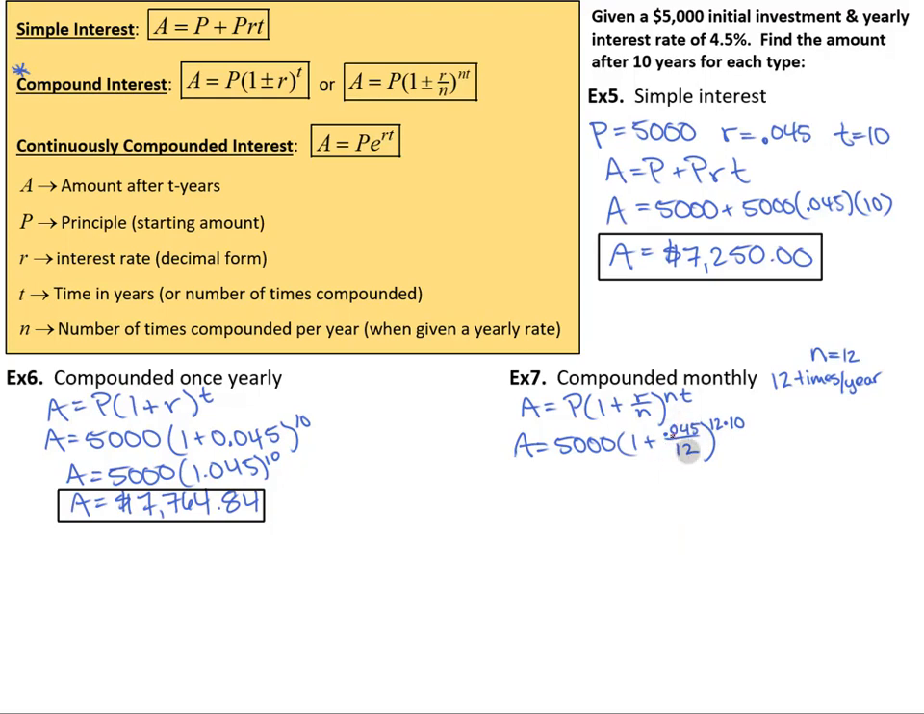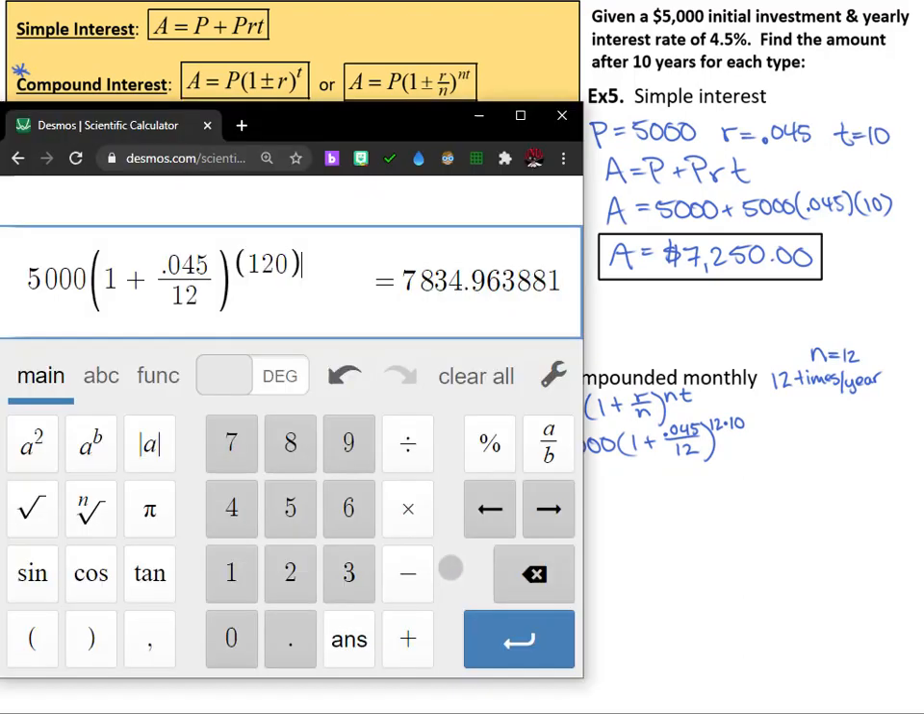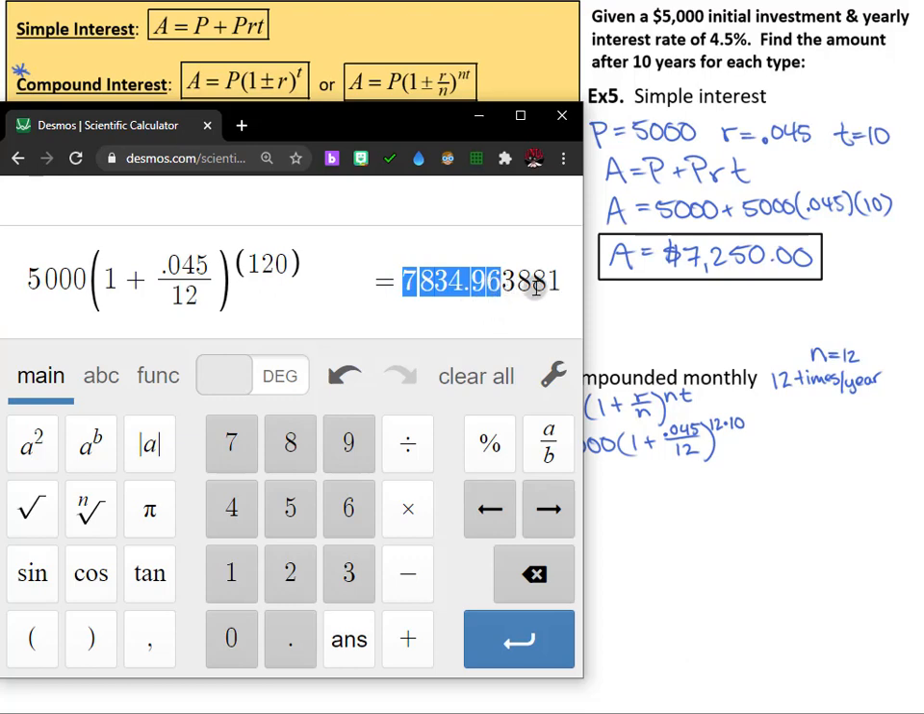So yes, you could calculate this decimal here and add 1 to it. I'm just going to go ahead and plug it in like this. Okay, here we are plugged in. Now, Desmos is a little finicky about keeping you in the exponent here. So you can either put parentheses and write 12 times 10, or you can just raise it to the 120th power without parentheses. But make sure your exponent does end up being equal to 120. So here's our value. We're a little bit more. If you notice, $7,834, and again, 96 cents. They are not rounding up for you. Not that we would round up here either way, but just be careful with that.